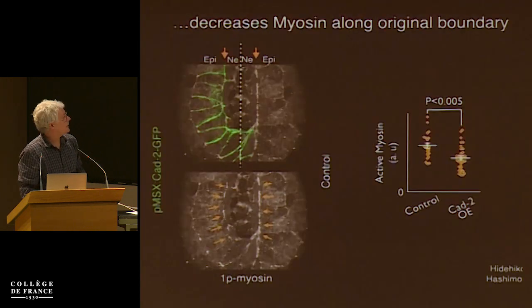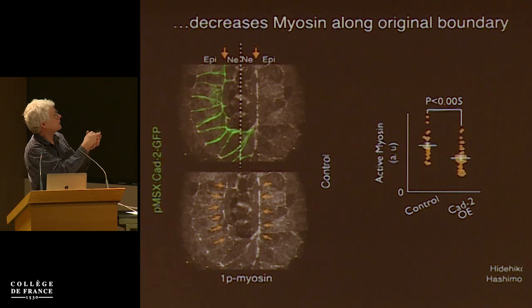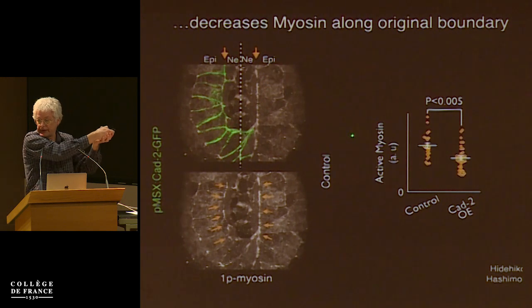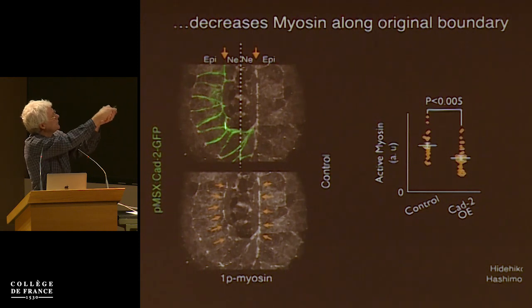And that's exactly what Hide sees when he does this experiment. Here we're taking advantage again of mosaic expression to do this overexpression on one side of the embryo, and we can compare it directly to a control side of the same bilaterally symmetric embryo. And what you can see, at the original neural epidermal expression boundary. Here, when we equalize expression, we see a strong reduction in myosin accumulation relative to the control side.